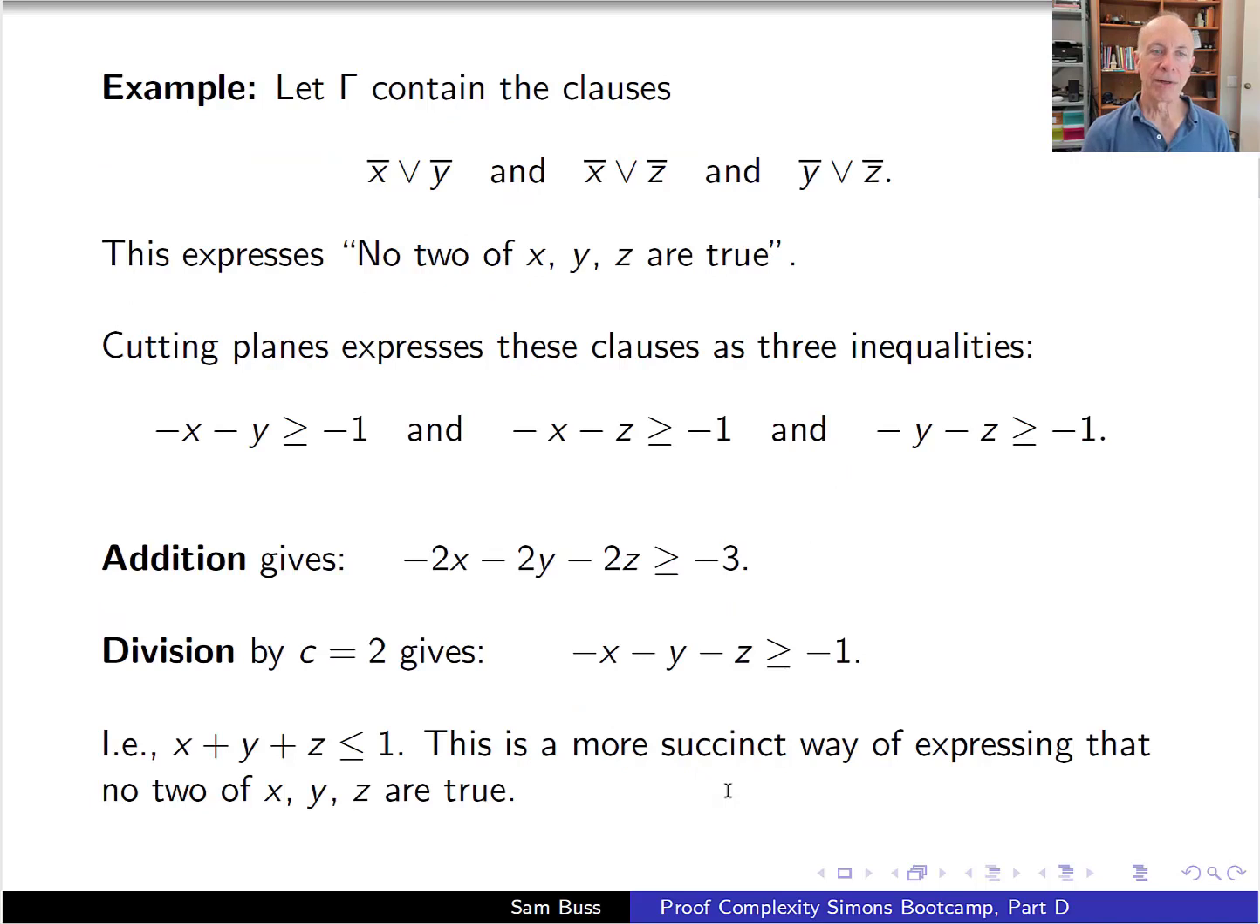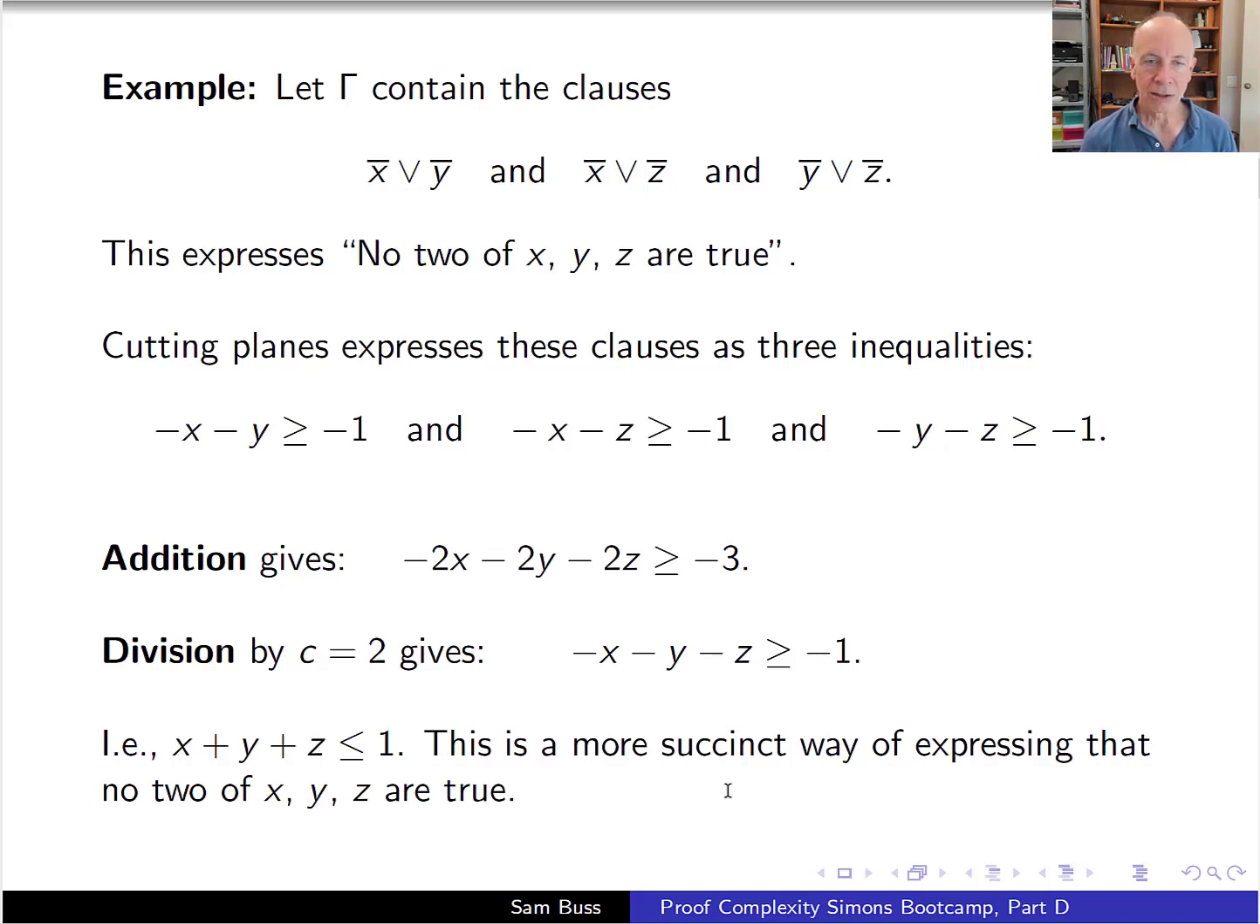So as an example of how this works, suppose gamma contains the three clauses not x or not y, not x or not z, and also not y or not z. This expresses intuitively that no two of x, y, and z are true. And we'd like to refute this using cutting planes inferences.